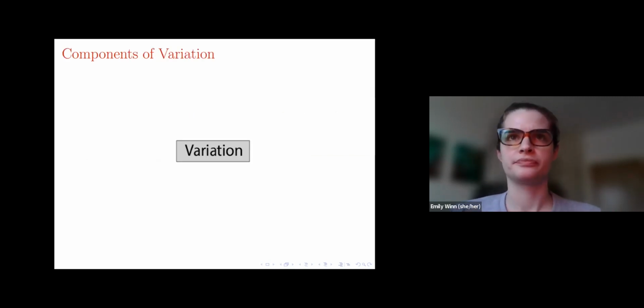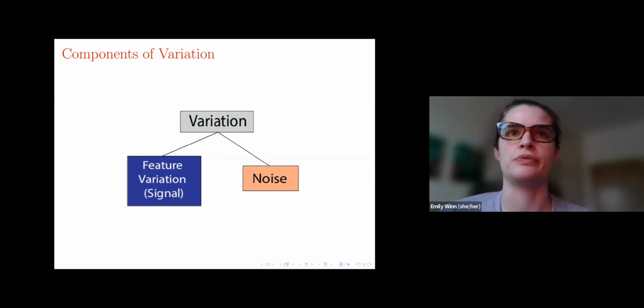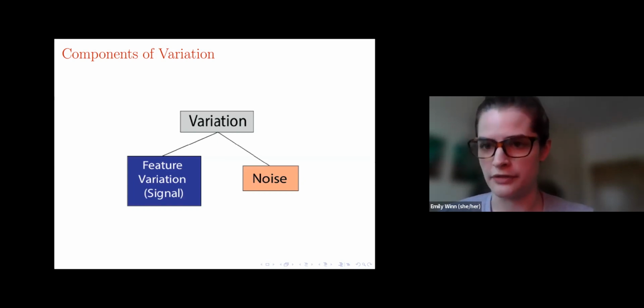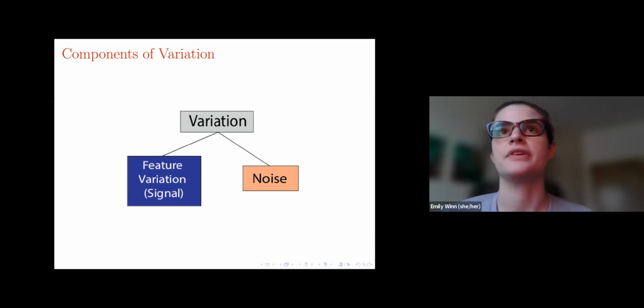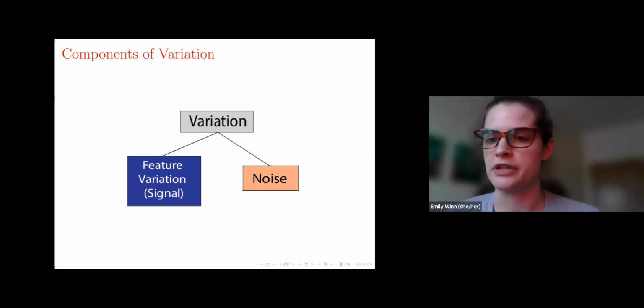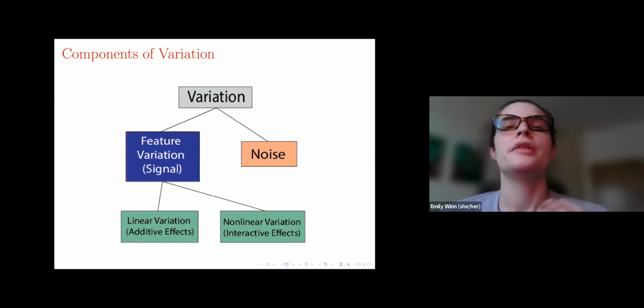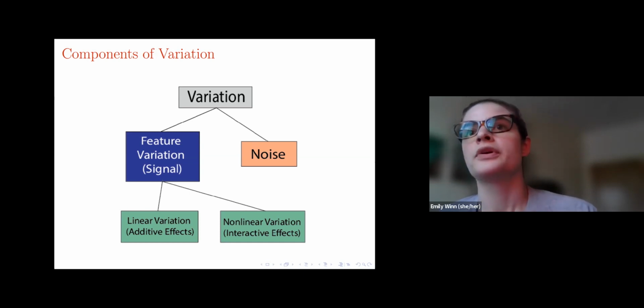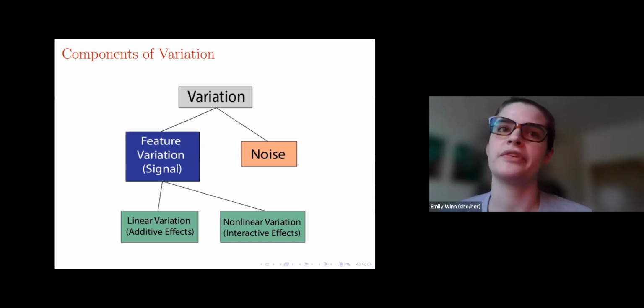Now, variation can come in different components. So we have the totality of variation. We can break this down into feature variation, which is the signal we're looking for, the actual variables that are driving the variation. And then noise, this is randomness, interference, things that we can't necessarily measure or account for. And then we can break down this feature variation even further into linear variation, which is the additive effects, and nonlinear variation, which are the interactive effects. So additive or linear variation has to do with singular variables contributing to the variation. Nonlinear variation has to do with any combination of two or more variables contributing to variation.